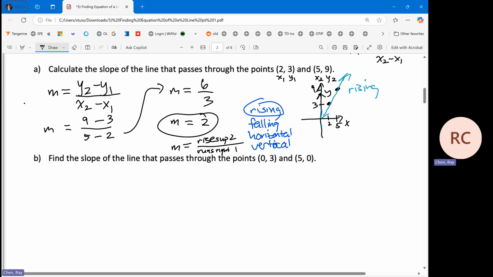Let's try this question. Find the slope of the line that passes through the points 0, 3 and 5, 0. You try it yourself. Pause the video if you want. Otherwise, I'm just going to execute and do the question. Here's the answer.